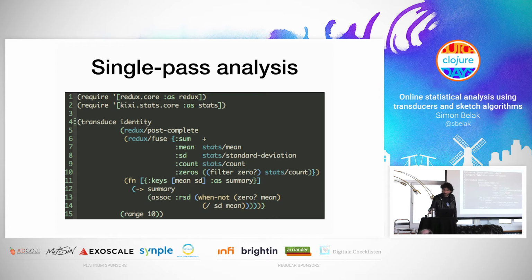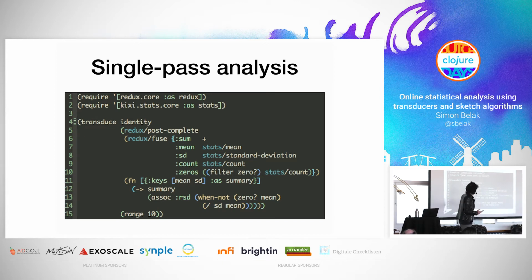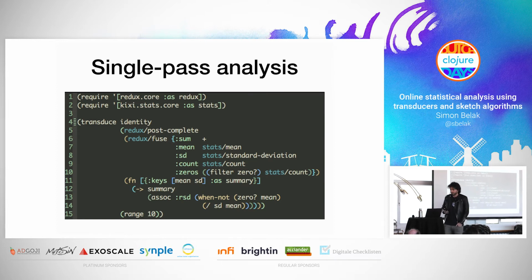And then we're also using the post-complete to, when we already have some of the summary, calculate another statistic, in this case relative standard deviation, using some of those components. So you see these two play very nicely together. And here we build a map of those statistics, and then can just get this map in and put some more data into it, and Bob's your uncle.